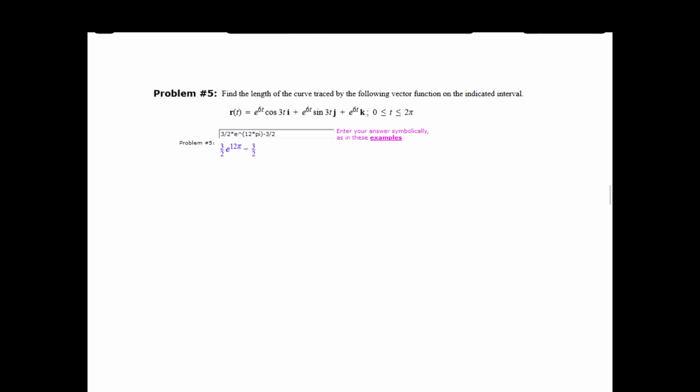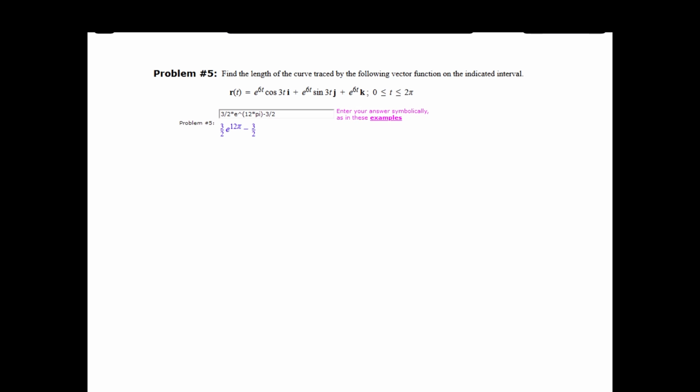So here we're asked to find the length of the curve traced by the following vector function. So in this case, we have a formula that will give us the correct solution, and that would be S equals, actually it's on our formula sheet. Yeah, I'd highly suggest printing out your formula sheet, by the way. So S equals the integral from a to t of the norm of V(u) du.